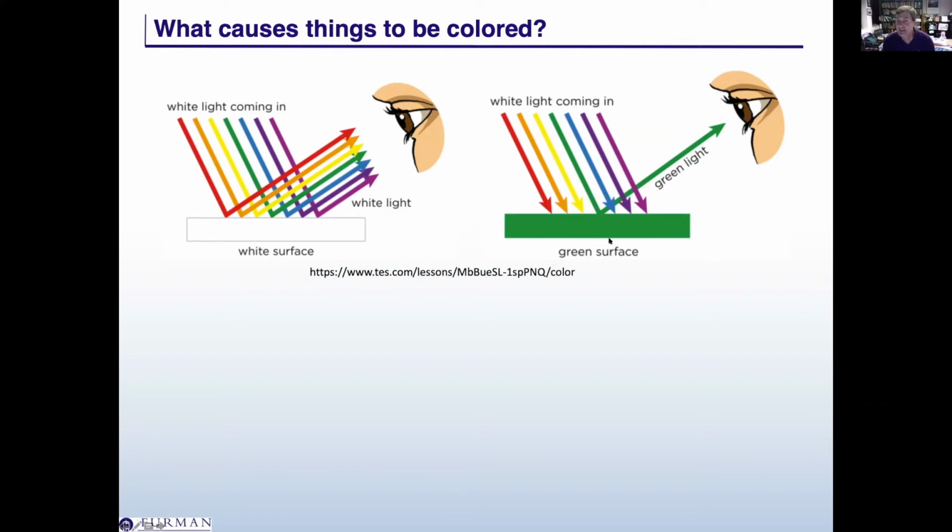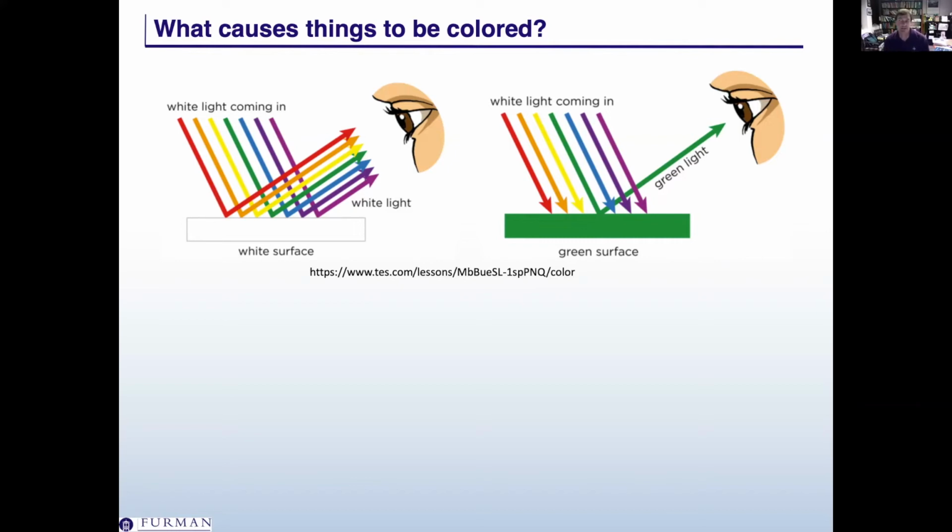But if instead I have a green surface, what is going on there is that red and orange and yellow light are being absorbed by the green surface. So are blue and purple, and only the green light is actually being reflected off of it. So you only see the colors that are reflected. You don't see anything that is absorbed.